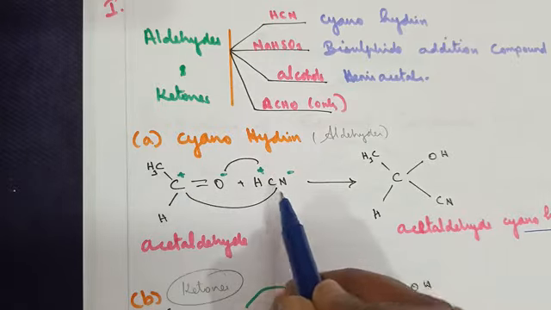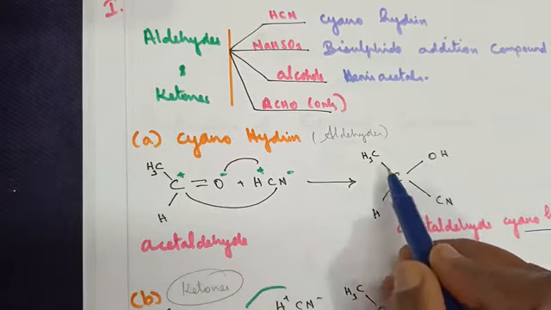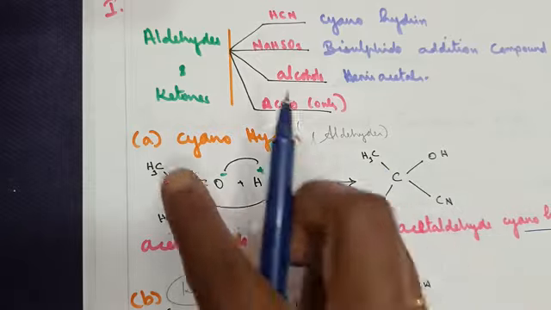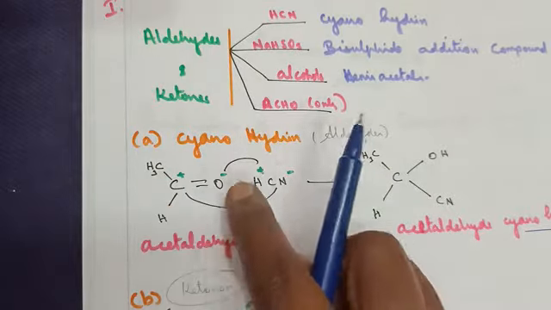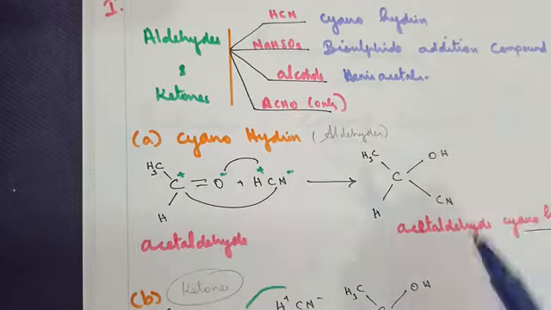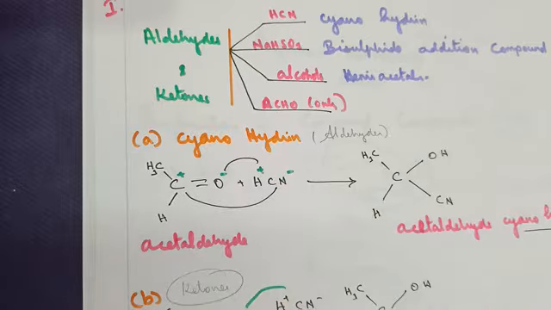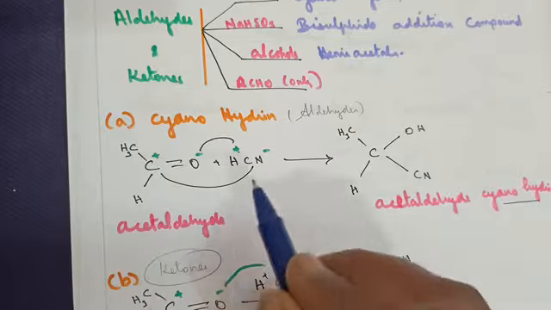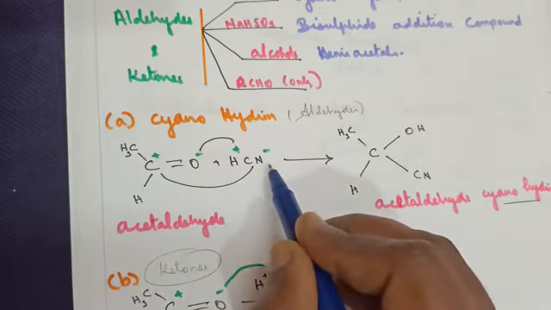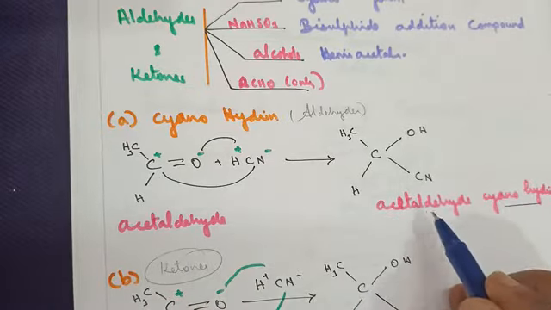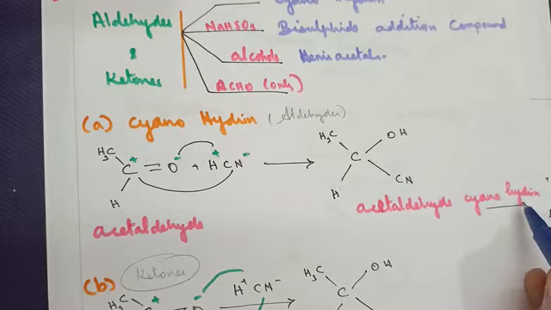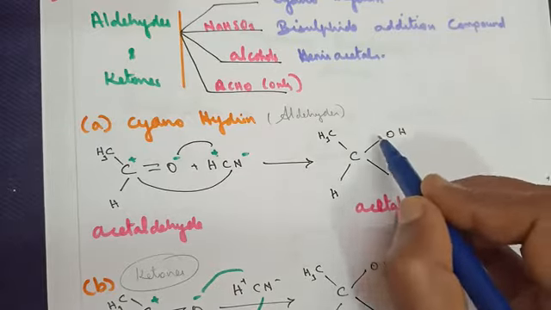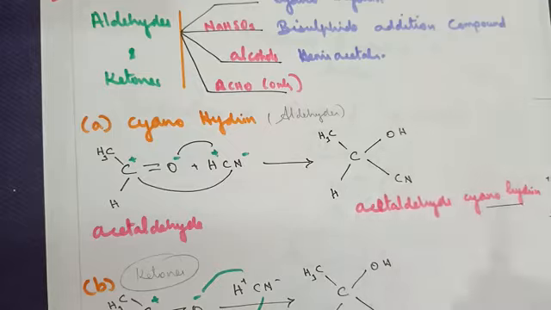Carbon will combine with the CN. So the new product will be CH3CH. This part remains as it is. Here O combines with the H, and carbon combines with the CN. So the name of it will be acetaldehyde cyanohydrin. When you treat with hydrogen cyanide, we get acetaldehyde cyanohydrin. So in this you will have the presence of a hydroxyl group.